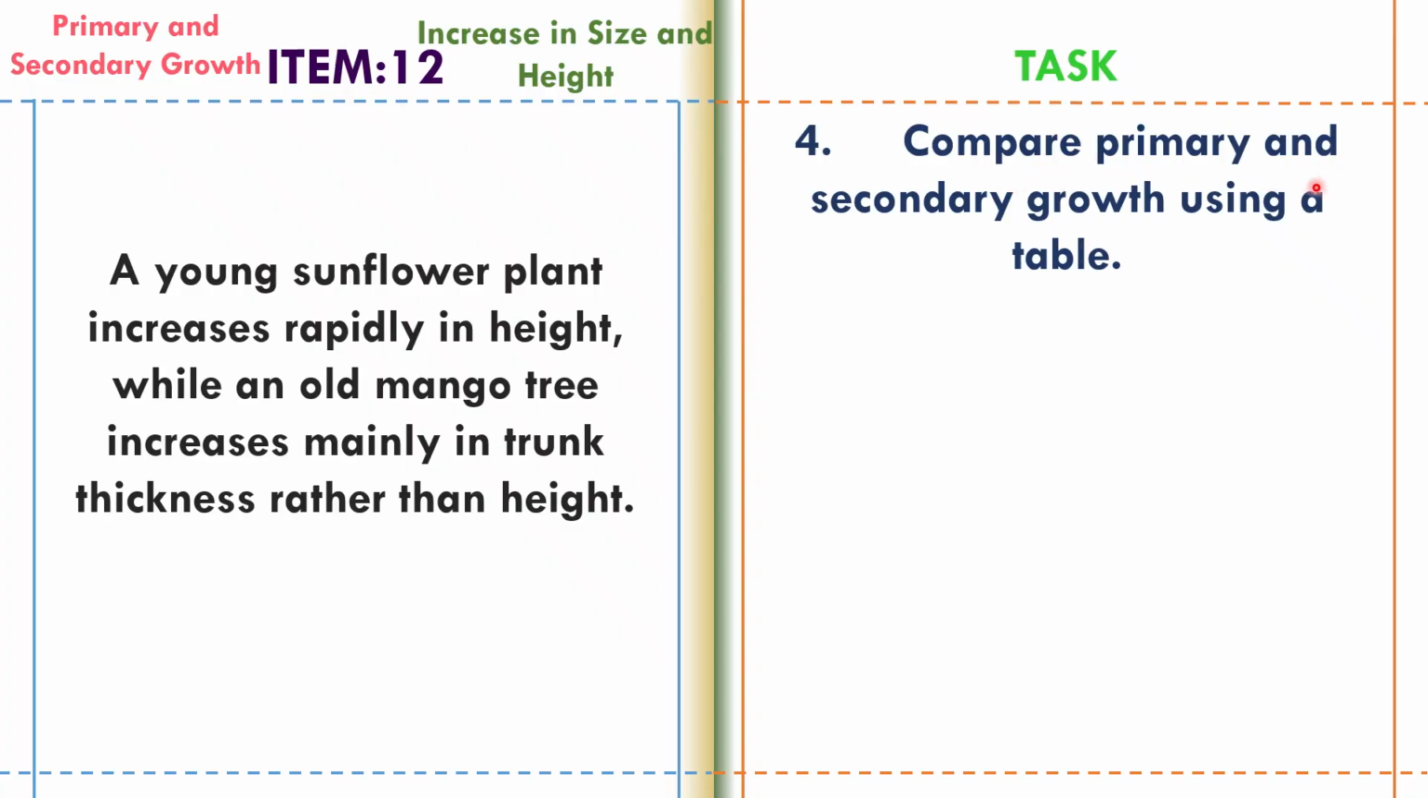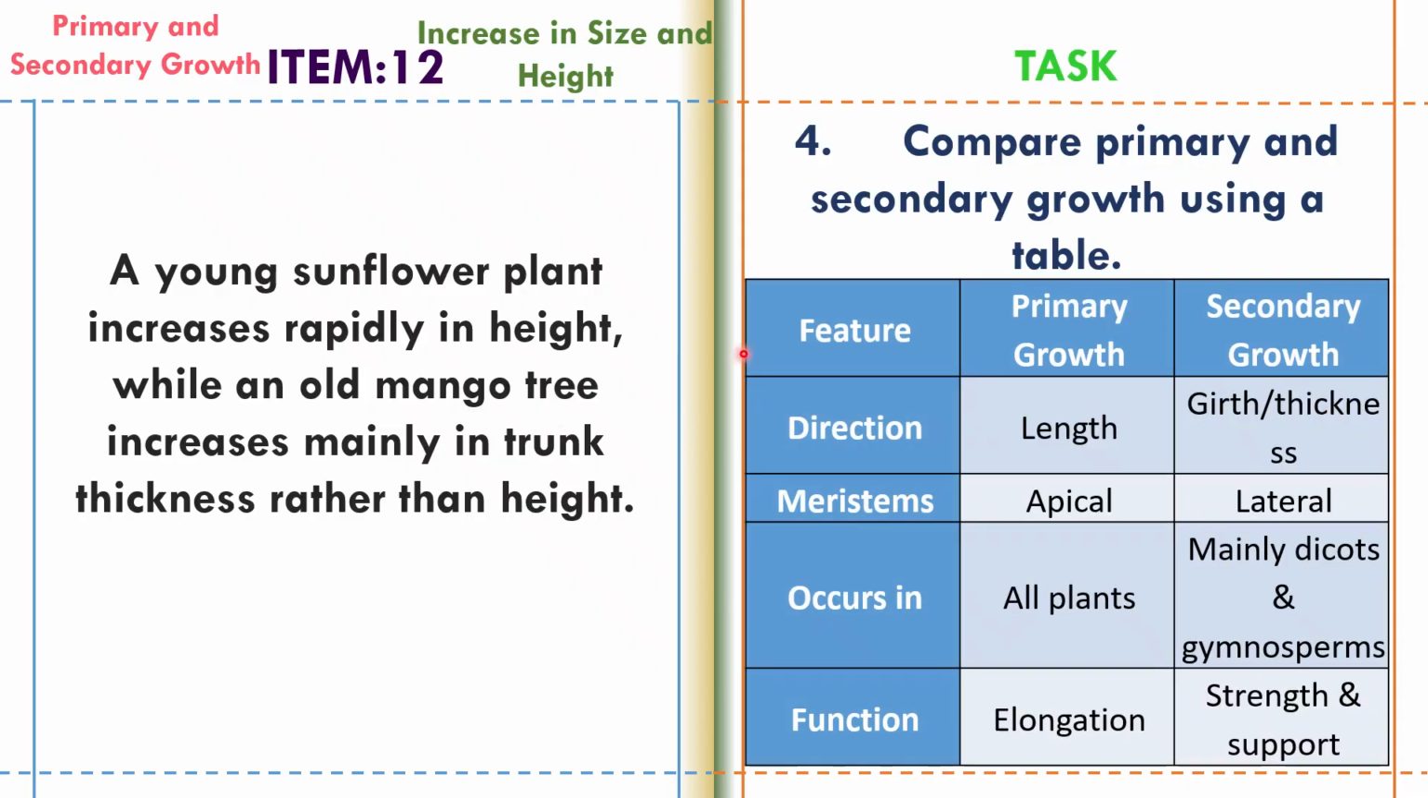Compare primary and secondary growth using a table. So we have the features, we have primary growth and secondary growth. Direction: primary growth is in length. Secondary growth, girth, that is thickness. Meristems: primary growth is by apical meristems. Secondary growth is by lateral meristems.